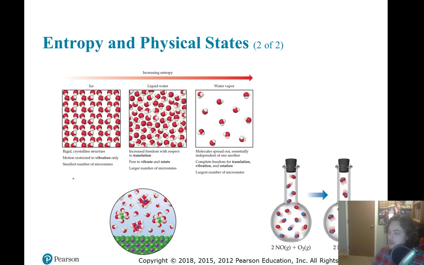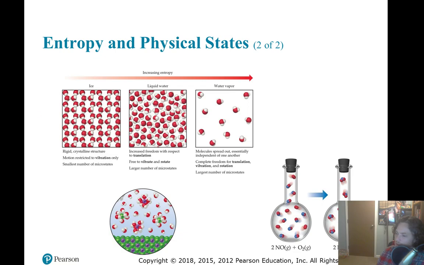Okay, so here we go. Entropy and physical states. Here's ice, liquid, and water vapor. Ice is kind of a funny duck, right? Remember, it expands as it freezes. But notice here that it's very orderly, not very disordered. Each one of these water molecules is kind of stuck in space because of the hydrogen bonds it forms. This liquid water is much more free to move around, and then obviously water vapor has much more space to move around. They bounce off each other, and so on and so forth. So you're increasing entropy as you go from left to right.